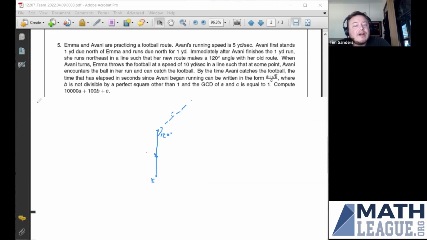Right, so at time 0, we're right here. 5 yards per second. If I run 1 yard north, I am at 0.2 seconds. Okay, now you're drawing a 120 degree angle, roughly northeast. Okay, I see what you got.